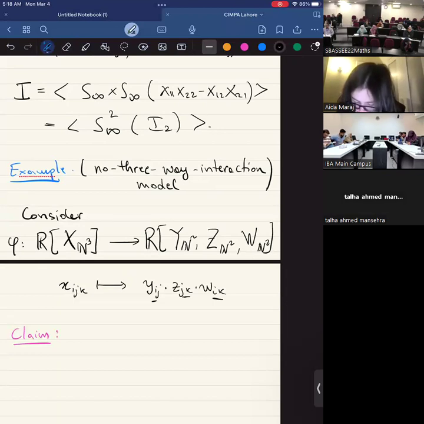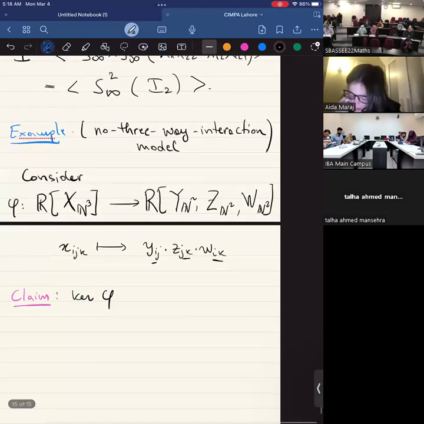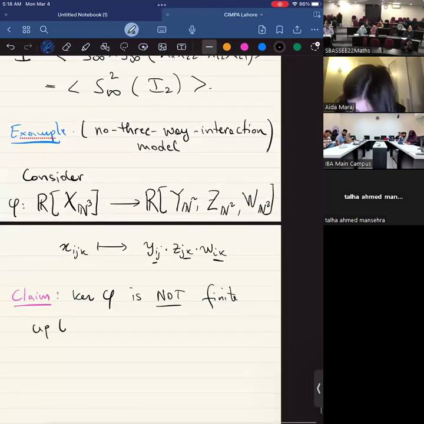And I claim the kernel of phi is not finitely generated, or is not finite up to S infinity to the third.